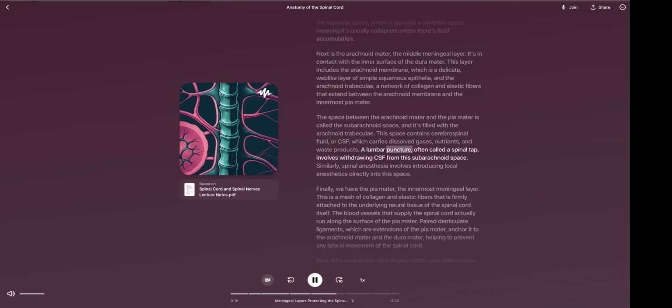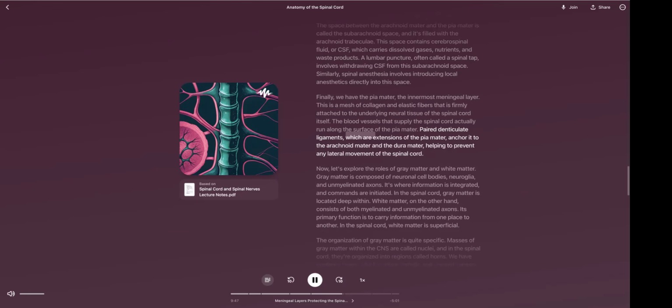A lumbar puncture, often called a spinal tap, involves withdrawing CSF from this subarachnoid space. Similarly, spinal anesthesia involves introducing local anesthetics directly into this space. Finally, we have the pia mater, the innermost meningeal layer. This is a mesh of collagen and elastic fibers that is firmly attached to the underlying neural tissue of the spinal cord itself. The blood vessels that supply the spinal cord actually run along the surface of the pia mater.